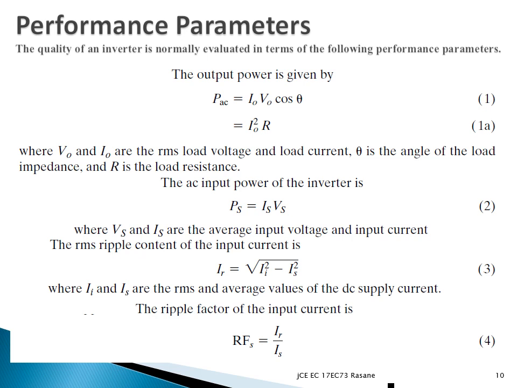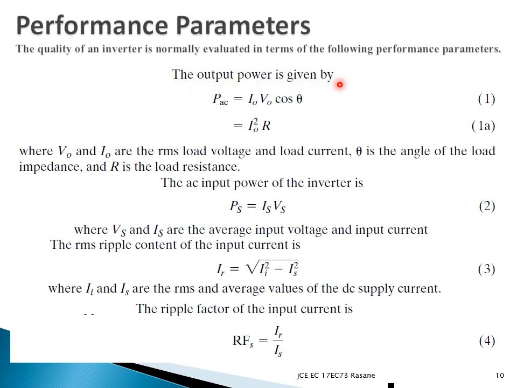So now let us look at the performance parameters. The quality of an inverter is normally evaluated in terms of the following parameters. So what are performance parameters? It is by knowing these values that I will come to know how good an inverter is, what quality of waveforms I get at the output. So let us look at which are these parameters and what the values of these parameters tell me about the quality of the output of the inverter. So the parameters go like this.